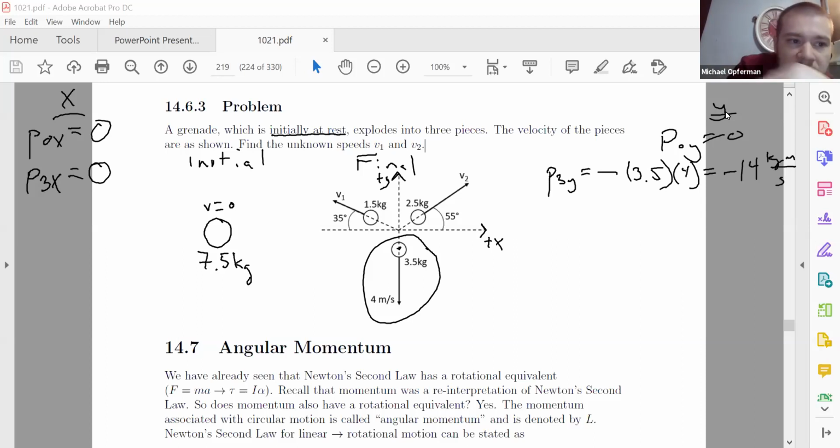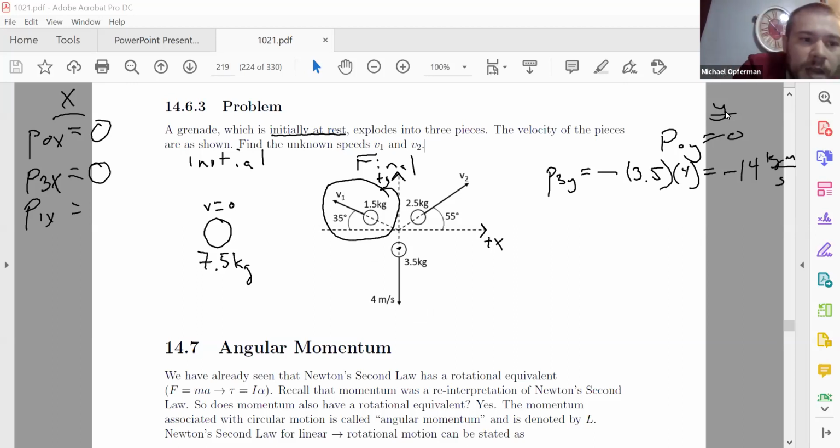Now let's do, how about P1? P1x. So now I'm looking at this guy. All right, so first of all, is the x component of velocity positive or negative? It's negative. We're going to have mv and then cosine 35, because if I break that velocity into components, it's cosine 35. So it's going to be, I'm going to drop my units at this point because this is going to get messy, 1.5 v1 cos 35.